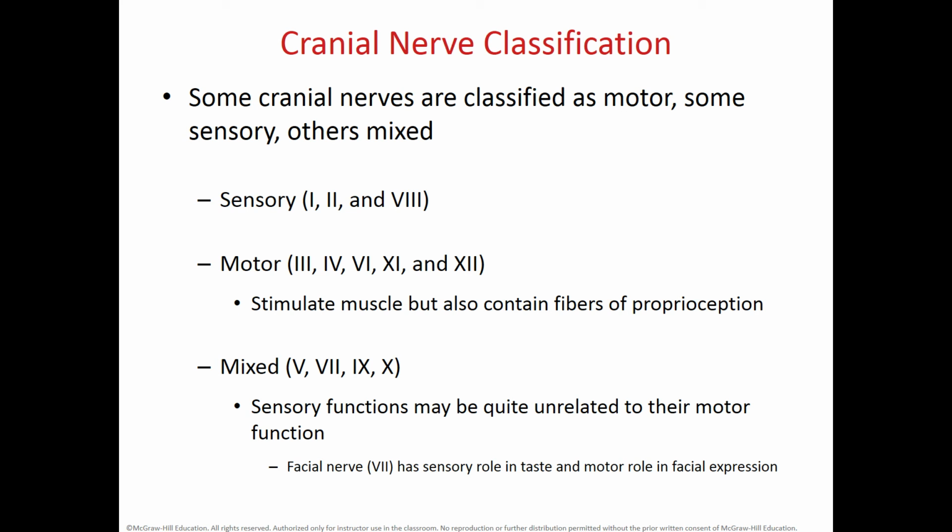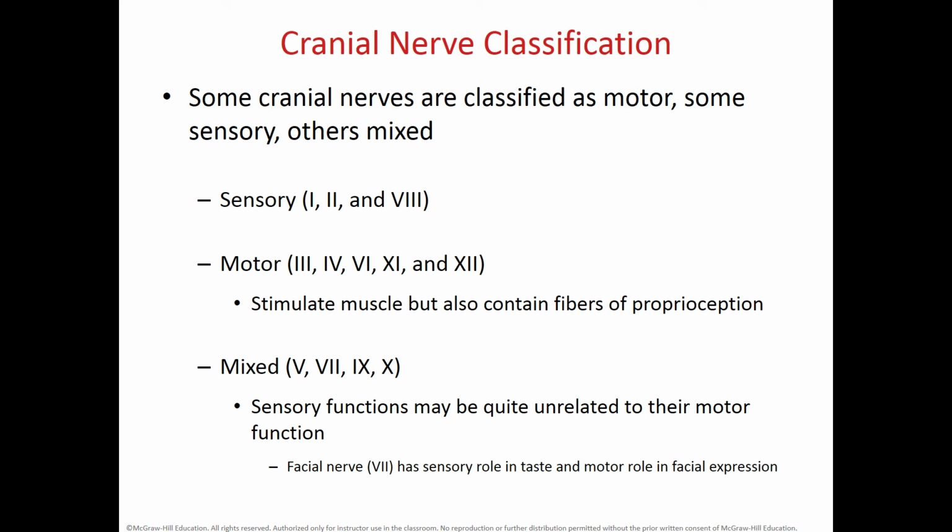Motor cranial nerves will be cranial nerve number 3, which is called oculomotor, cranial nerve number 4, which is trochlear, cranial nerve number 6, which is abducens. All these three, cranial nerve number 3, 4, and 6, innervate the eye. Cranial nerve number 11, which is called spinal, and cranial nerve number 12, which is hypoglossal.